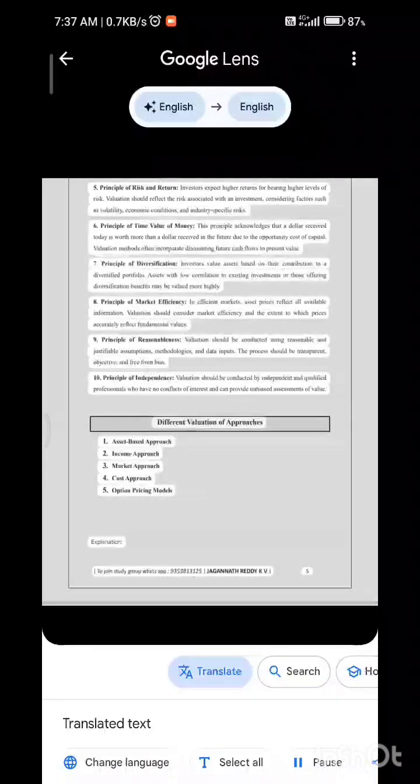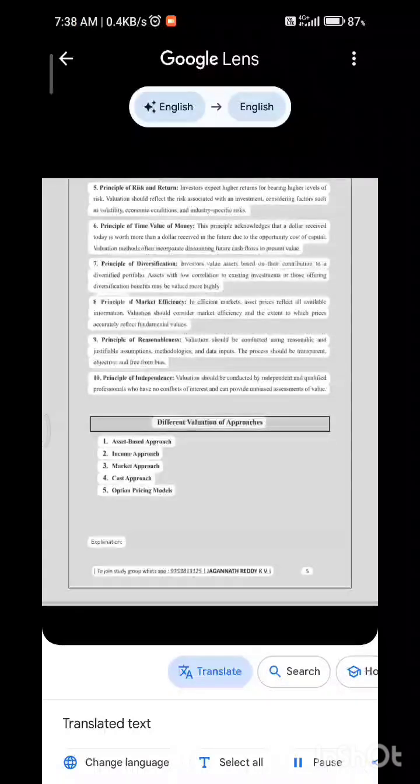7. Principle of diversification. Investors value assets based on their contribution to a diversified portfolio. Assets with low correlation to existing investments or those offering diversification benefits may be valued more highly.